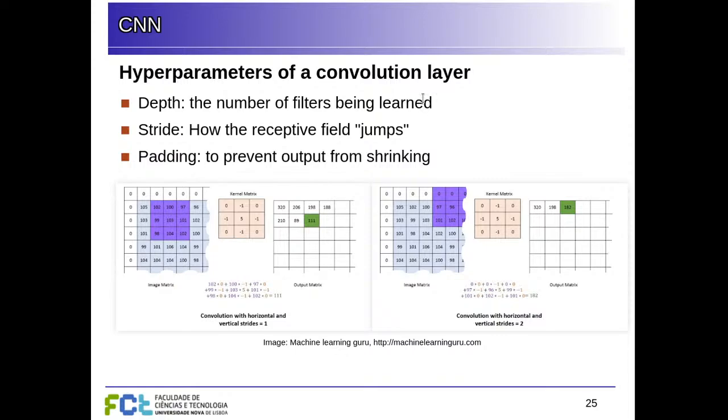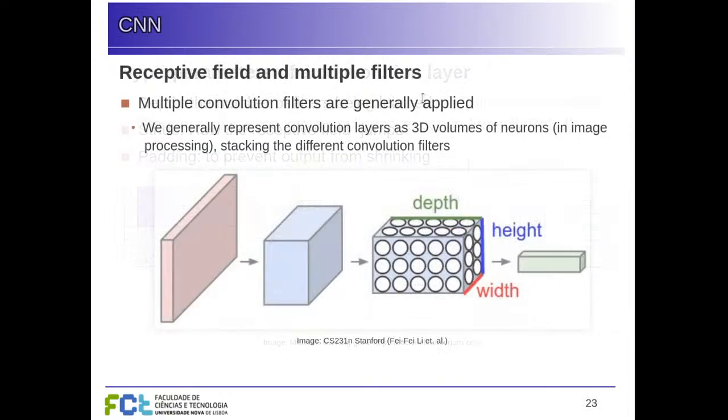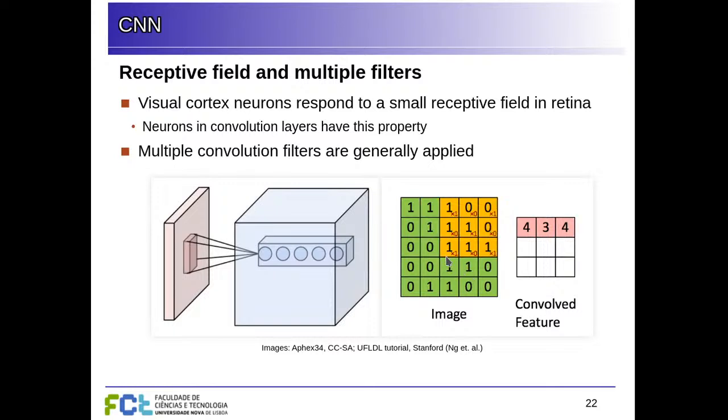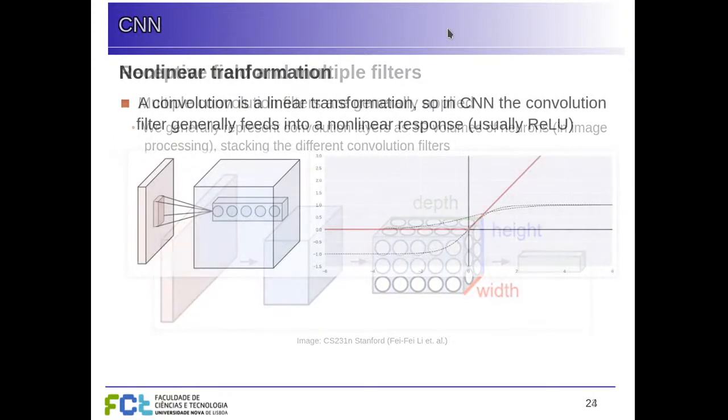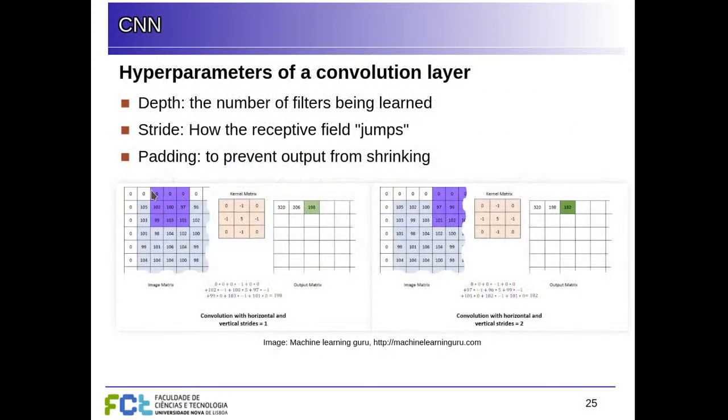We can also use padding to prevent the output from shrinking. So here is an example where we do not use padding. We have an input of 5 by 5, but the output, the feature map, is only 3 by 3. The reason for this is that we only have 3 valid locations along each axis that do not put some weights of the kernel outside the input matrix. And so by not using padding, we reduce the size of the feature map with respect to the size of the input. If we don't want that to happen, we can add padding, for example, zeros all around the input.